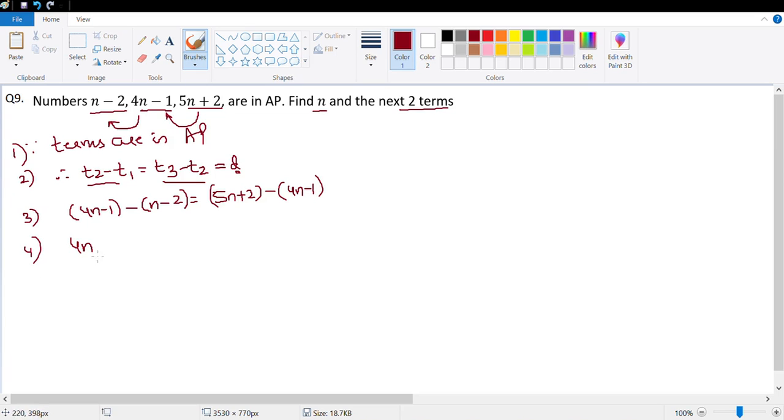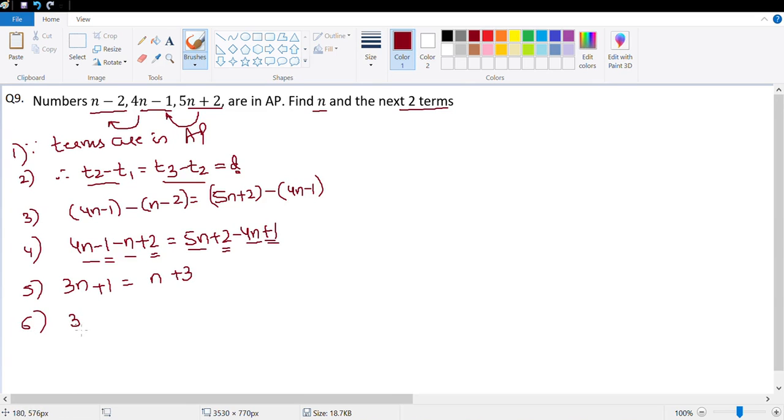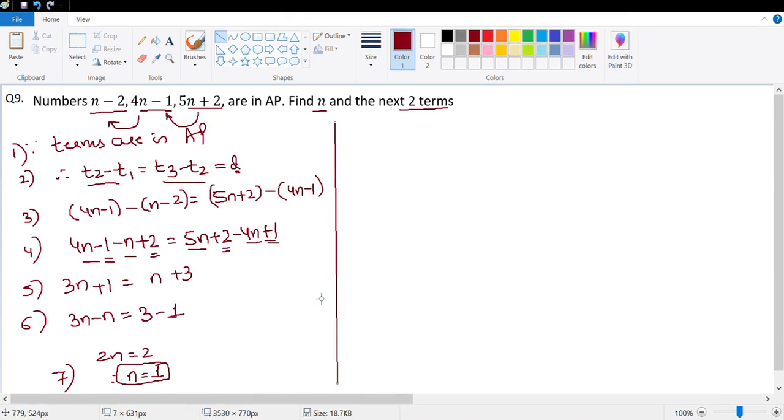So 4n minus 1 minus n plus 2 is equal to 5n plus 2 minus 4n plus 1. 4n minus n gives me 3n, and negative 1 plus 2 gives me plus 1. 5n minus 4n gives me n, and 2 plus 1 gives me 3. Let's bring n on one side, numbers on one side. This is 3n minus n is equal to 3 minus 1. 2n is equal to 2. Therefore, n is equal to 1. So that's the first part of the question, find the value of n, which we figured out.